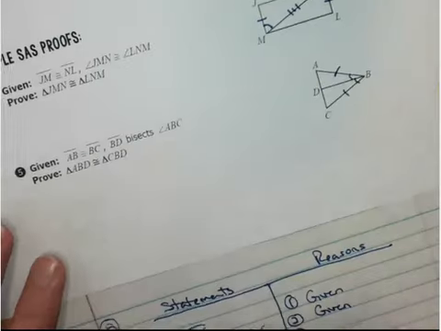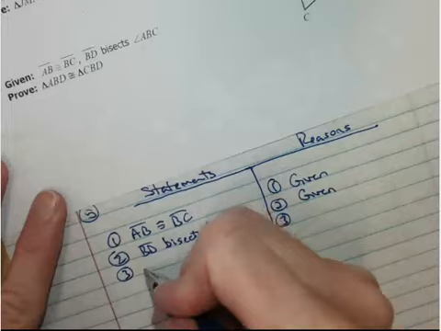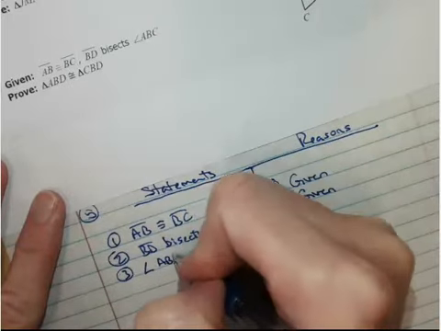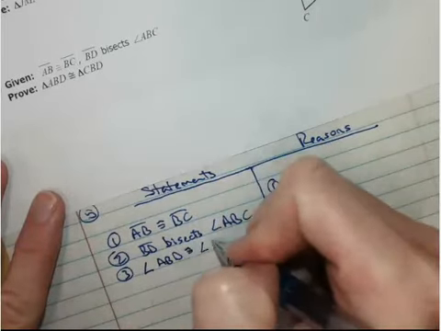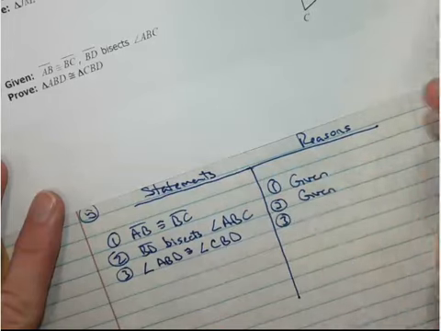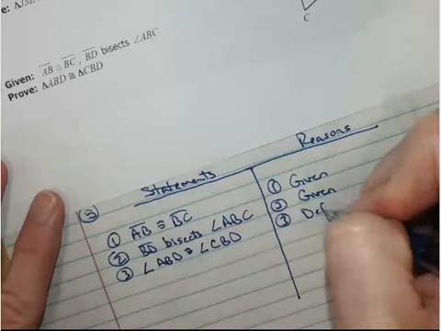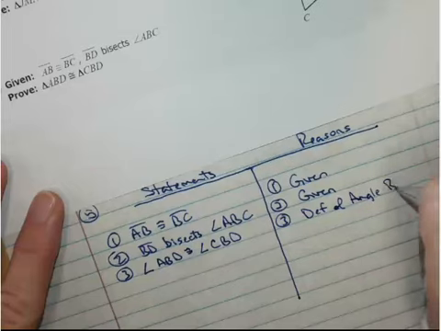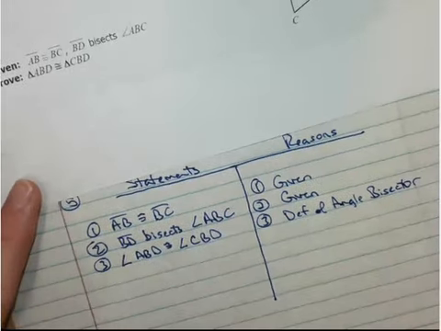And so I'm going to go ahead and write that. I've got angle ABD is congruent to angle CBD. And that is going to be by the definition of angle bisector. That's why we can say that those two angles are congruent.